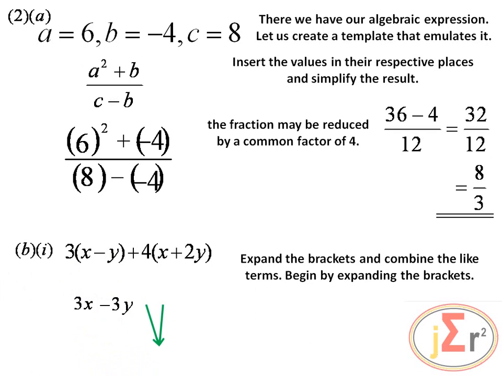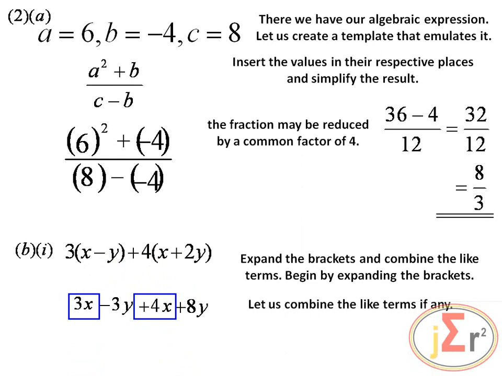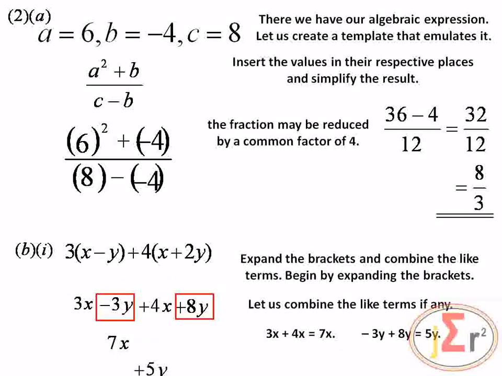Four times x is 4x. 4 multiplied by 2y is 8y. Then we will put the like terms together by saying 3x plus 4x is equal to 7x, and negative 3y plus 8y is equal to 5y. And that is all there is to it.